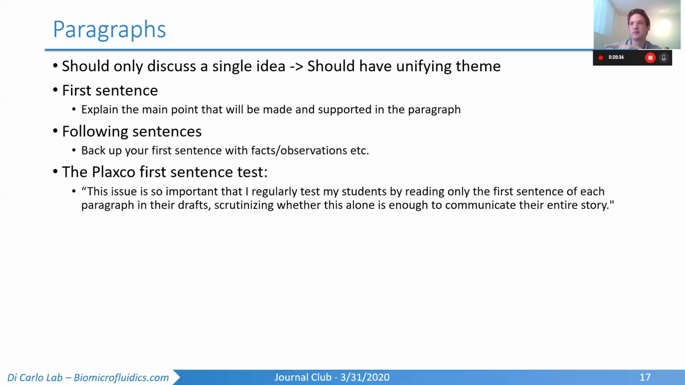And Plaxco emphasizes this so much that he mentions how he tests his students: he'll go through and read just the first sentence of each paragraph in a paper and see if that's enough to communicate the entire story by itself.